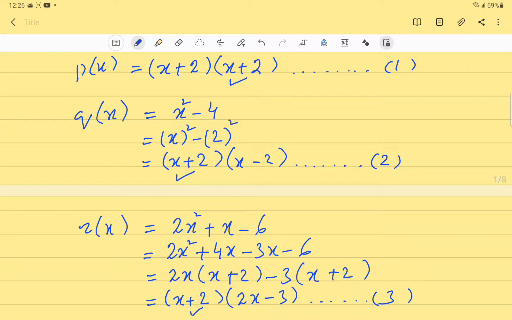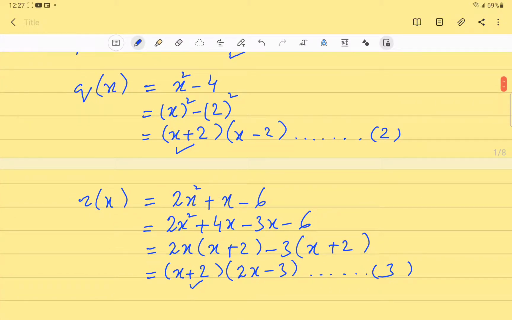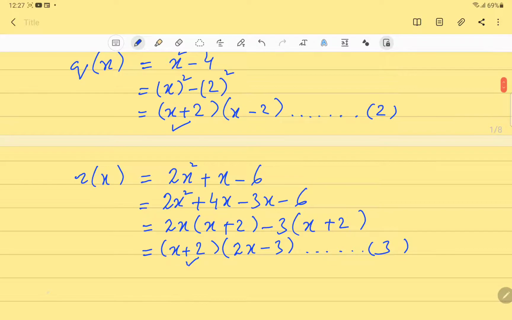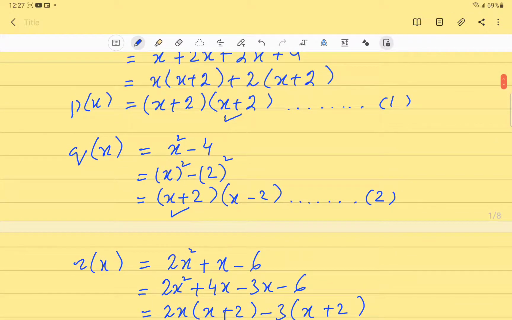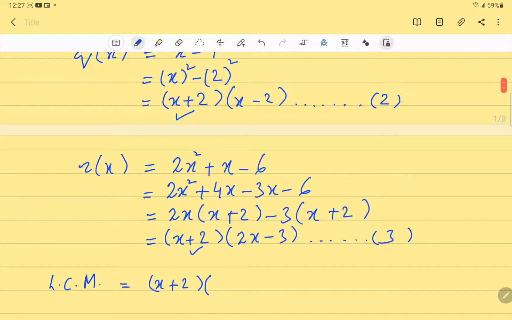Right? First we will write this x plus 2, LCM is equal to x plus 2. Now we will gather all the remaining factors from all the 3 factorizations. So in the first one, what we are left with is x plus 2. In the second one we are left with x minus 2, which is this one, and in the third one we are left with 2x minus 3.